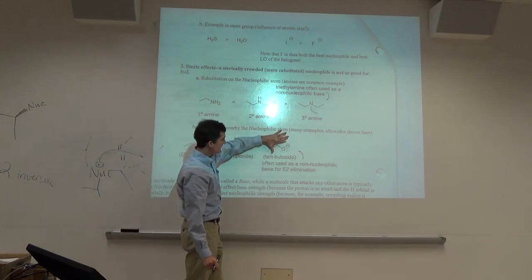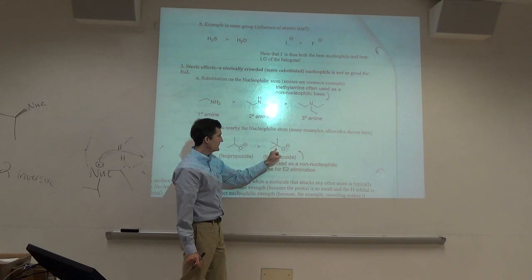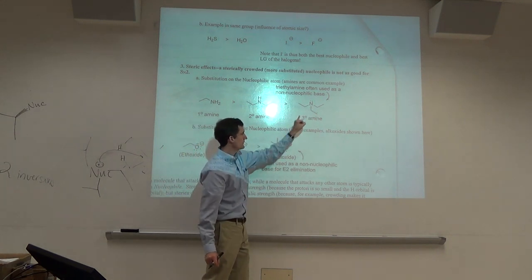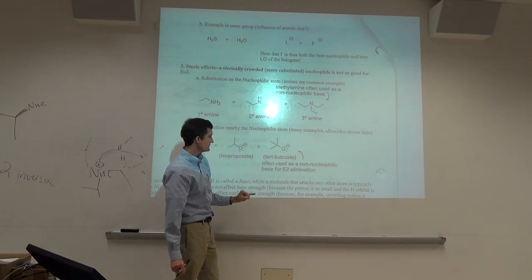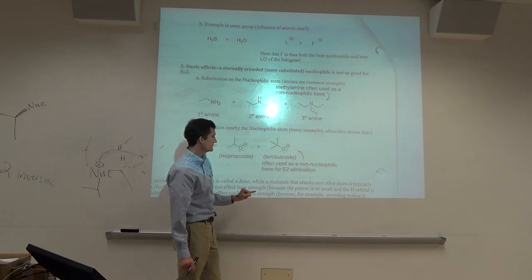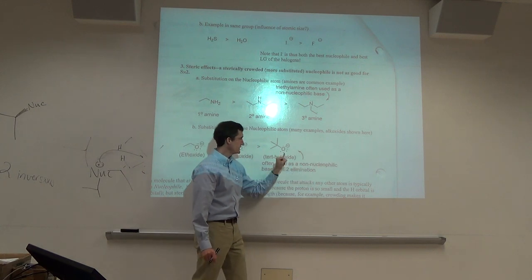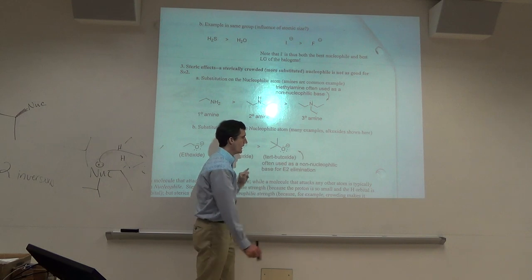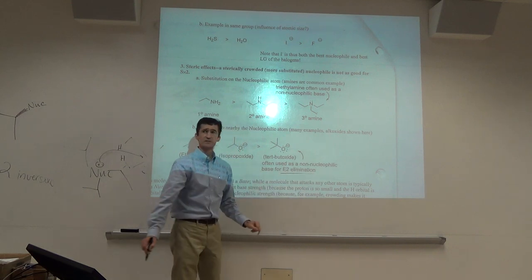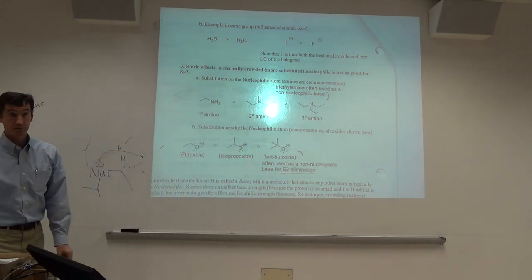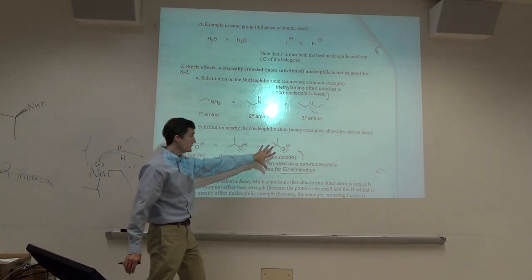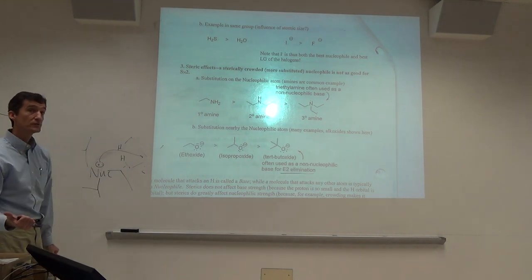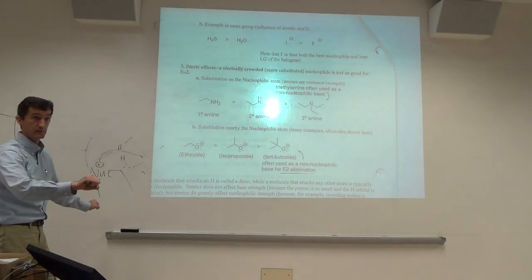And tert-butoxide tends to be non-nucleophilic. Tertiary amines tend to be non-nucleophilic. They're too sterically crowded. Tert-butoxide is often used as a non-nucleophilic base for E2 elimination. Next week we'll be covering E2 elimination when we get to elimination reactions, and we'll refer to tert-butoxide as a base that could be used, because it doesn't like to do substitution because it's too sterically crowded.